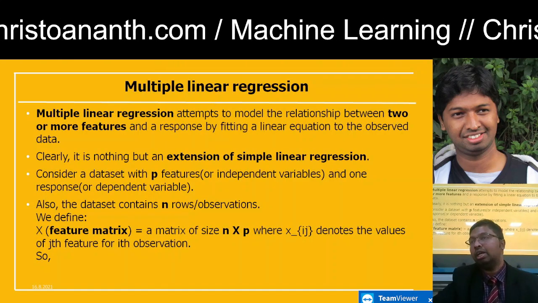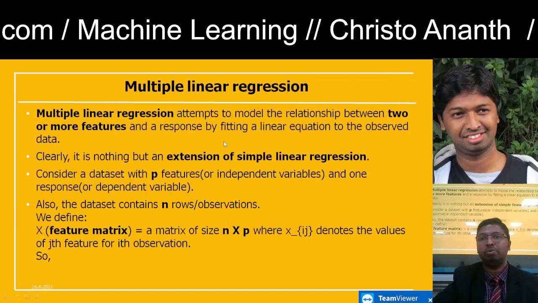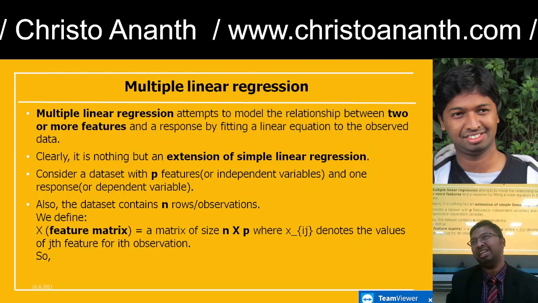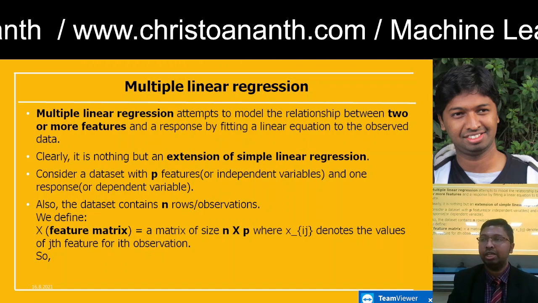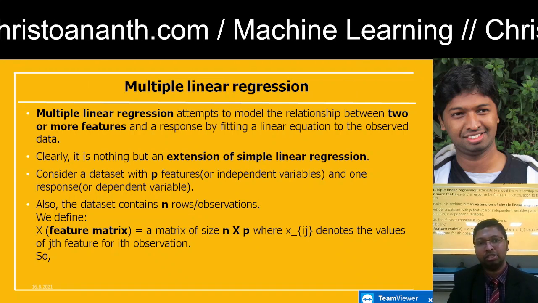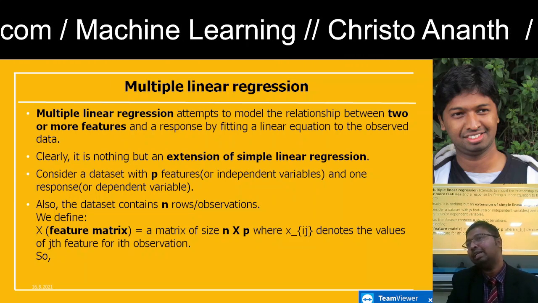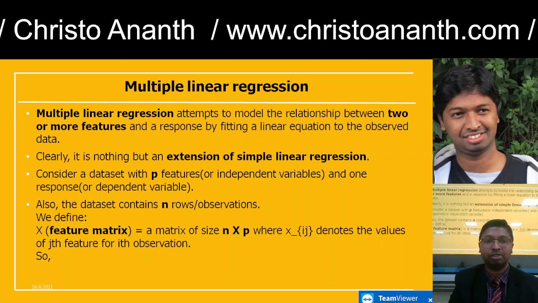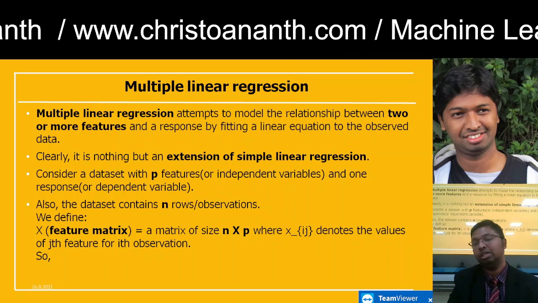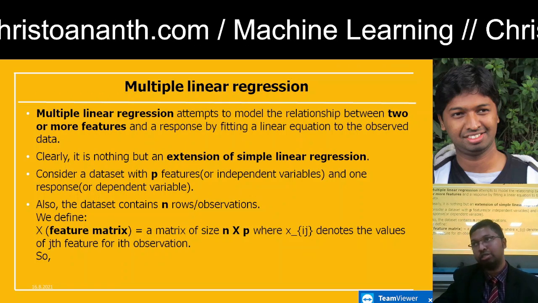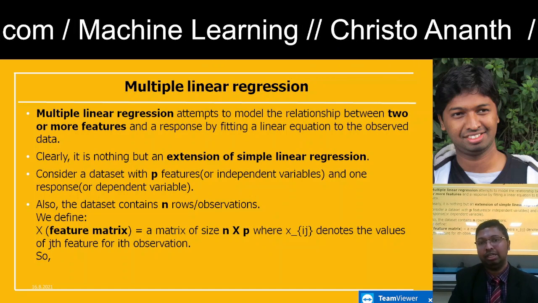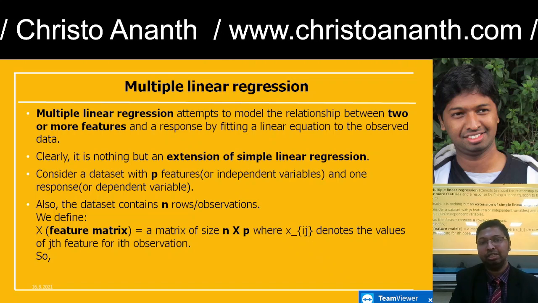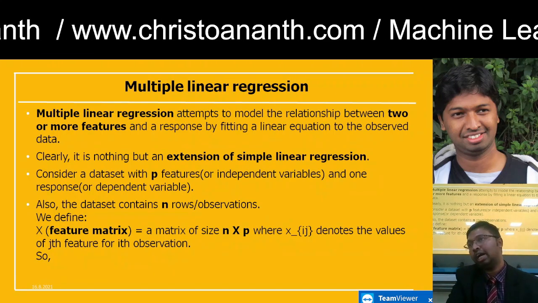And then you'll have multiple linear regression also. So we'll model the relationship between multiple features, between two or more features. So it's nothing but an extension of the simple linear regression. So here we'll be having a data set with p features and one response, or dependent variable. So here the data set will be having n rows or n observations, and we define the feature matrix to be a matrix of size n cross p. So here xij is nothing but the value of the jth feature for the ith observation.